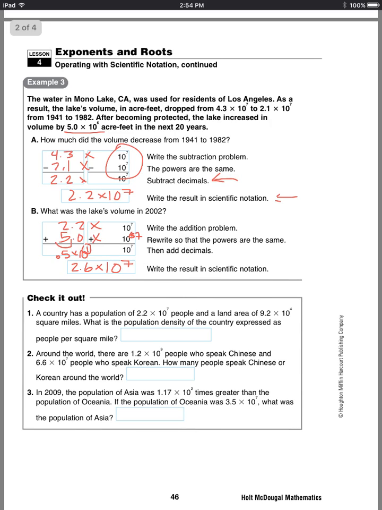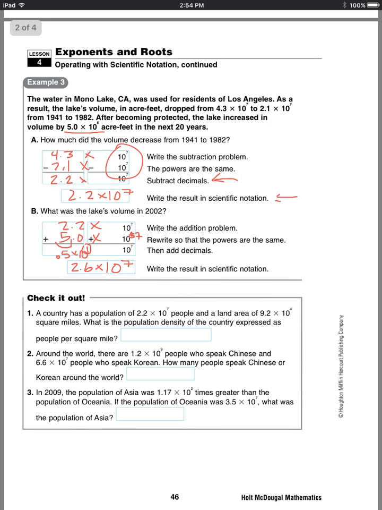So we might do our story problems together because those can get a little confusing. A country has a population of 2.2 times 10 to the 7th people and a land area of 9.2 times 10 to the 4 square miles. What is the population density of the country expressed as people per square mile? That goes with number 1.